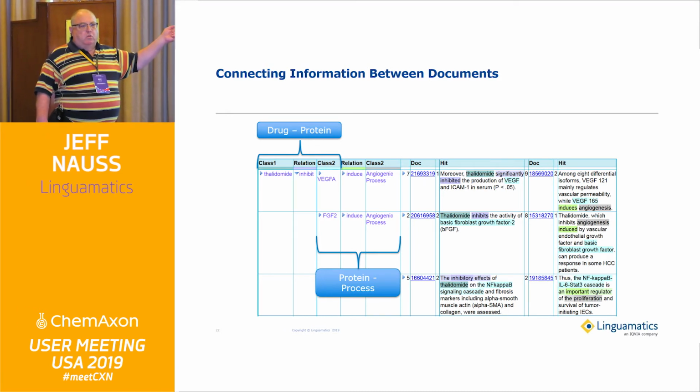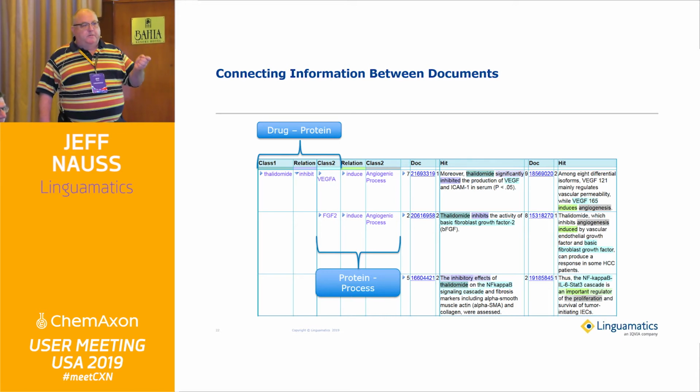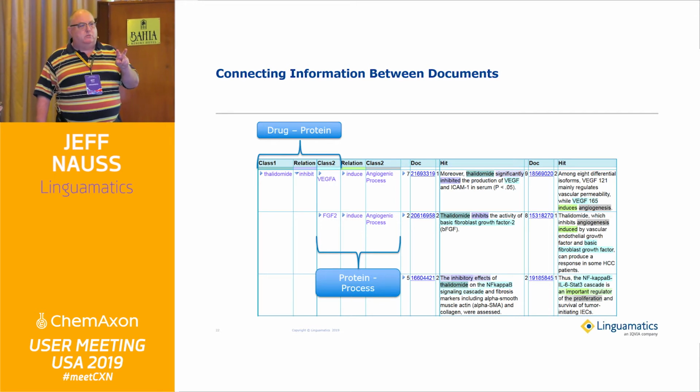And if you look over on the right, you'll notice that there are two hit columns. That's because we're finding the data in two different documents, two different Medline abstracts. So this is a means by which you might be able to repurpose old drugs or be able to identify new modes of action, mechanisms of action, and so forth. Just linking data through a common factor coming from two widely different sources.